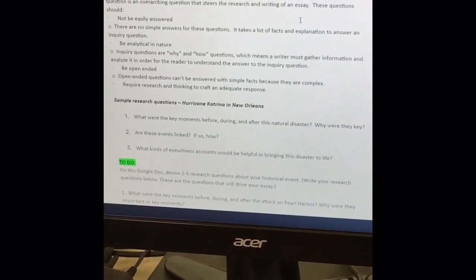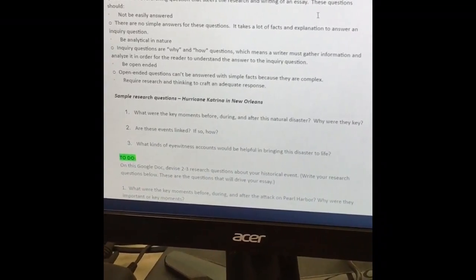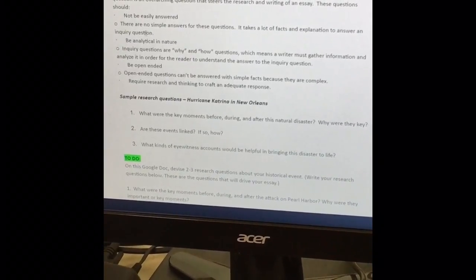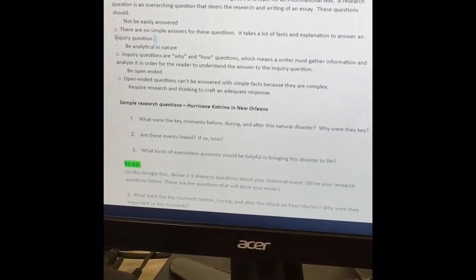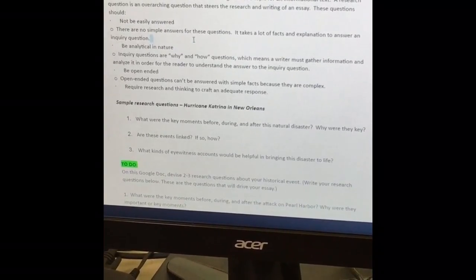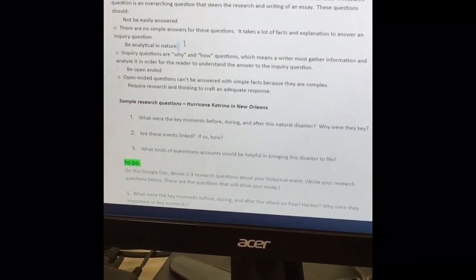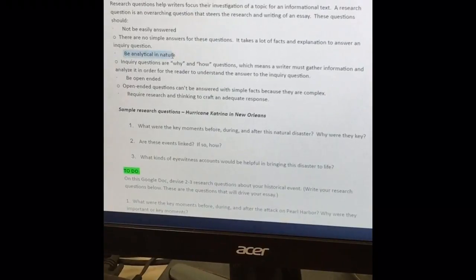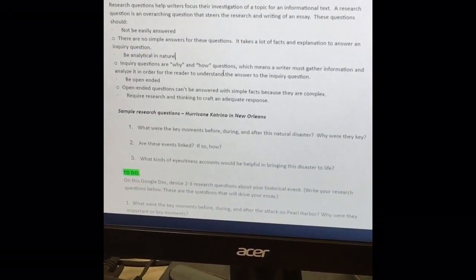These questions are going to become the topics of your body paragraphs. These questions should, number 1, not be easily answered. There are no simple answers for these questions. It takes a lot of facts and explanation to answer an inquiry question, so you need to be doing some research. Number 2, be analytical in nature. We need to explain why and how.